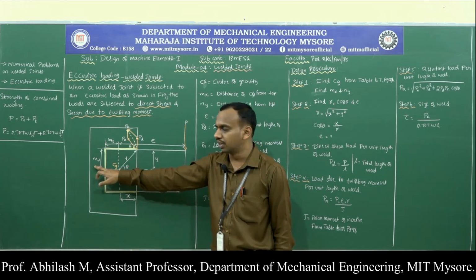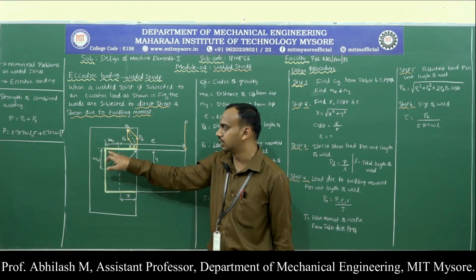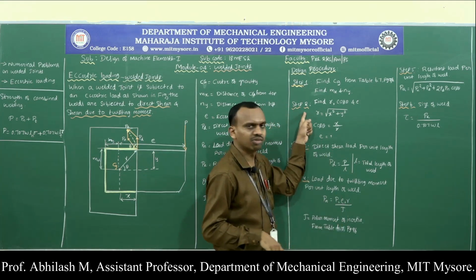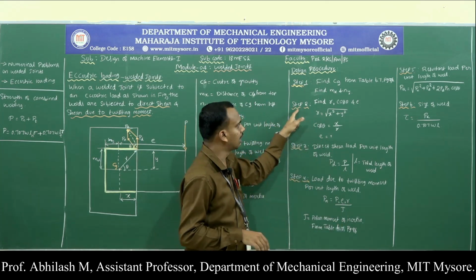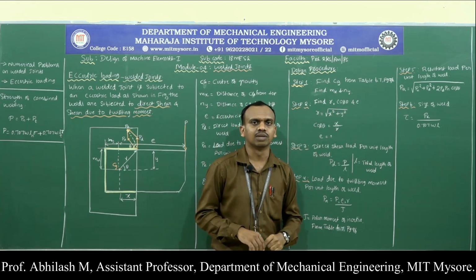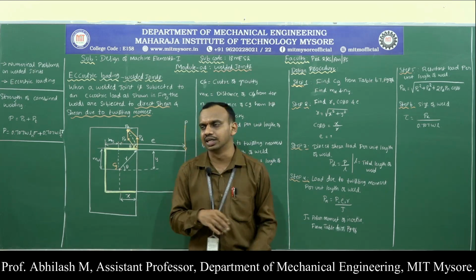The mx represents the CG from the top of the weld. Similarly, ny represents the CG of the weld from the left end. Step 2, the first step is simple. Step 2 is to find r, cos theta and E. We are supposed to calculate the values of r, cos theta and the eccentricity.